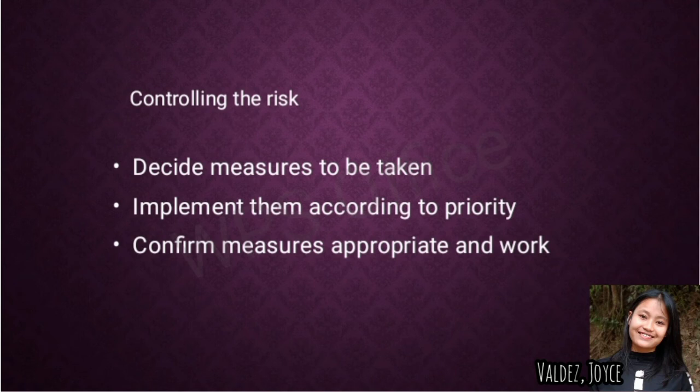Here, if you decide measures to be taken, you should identify or document processes and also maintain a risk control and controls frameworks. And also, maybe you can also schedule internal controls and keeping track of current and past controls and their results in order to decide measures to be taken. And the next one is that implement them according to priority.